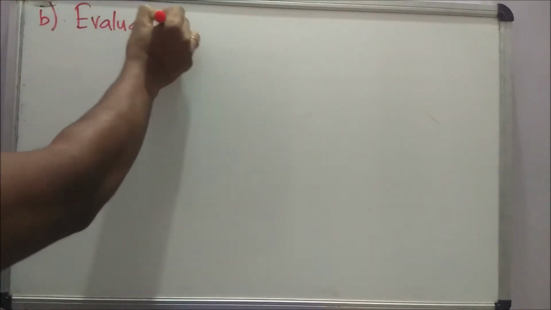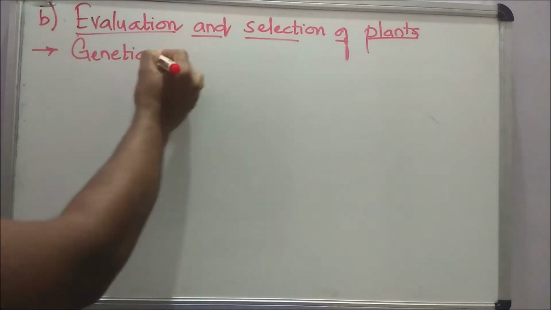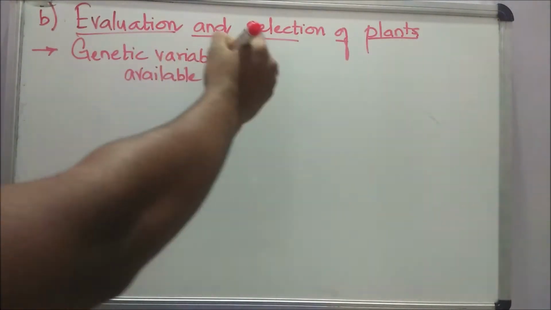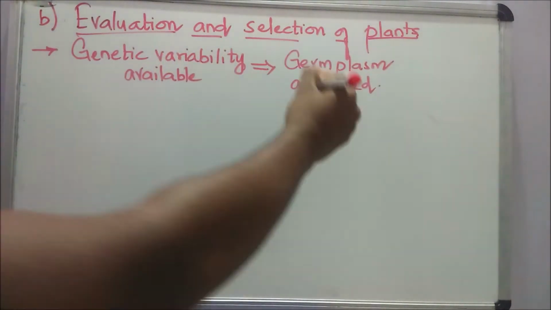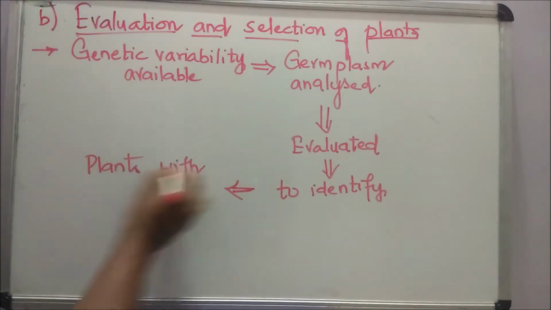The second step involves the evaluation and selection of parents. For the available genetic variability, the germplasm is analyzed and evaluated to identify the plants with desirable traits.